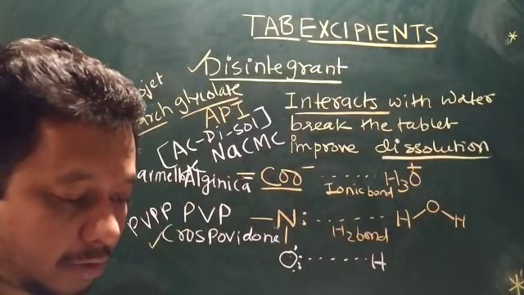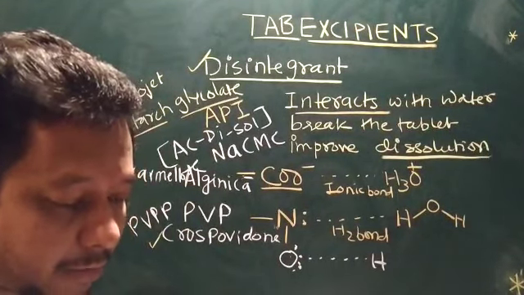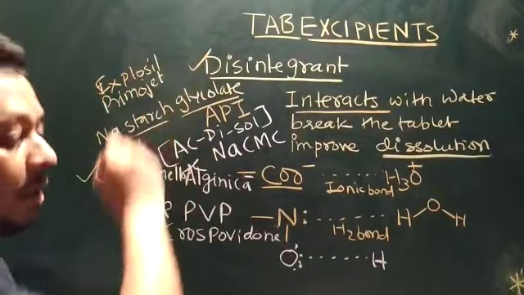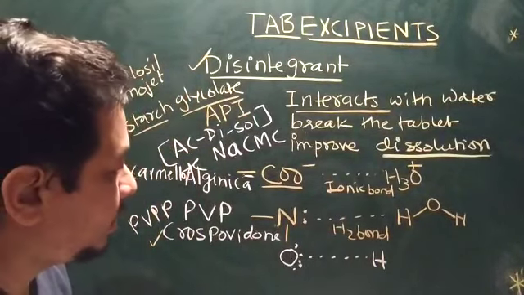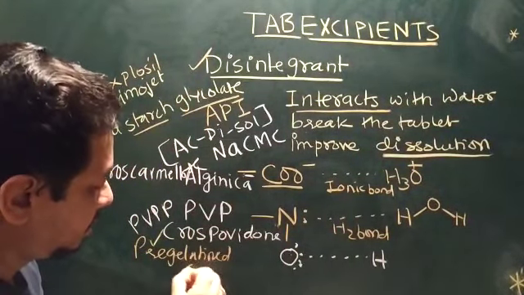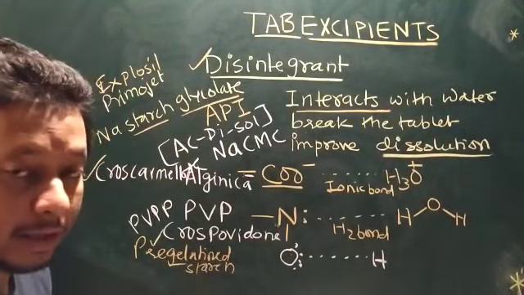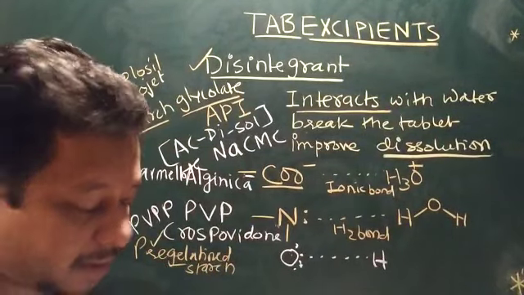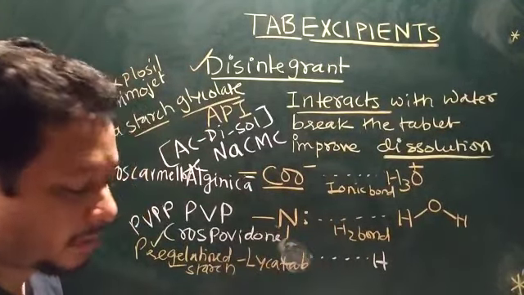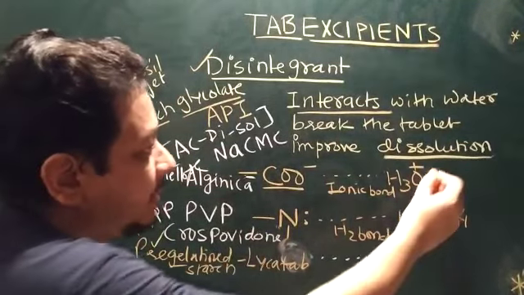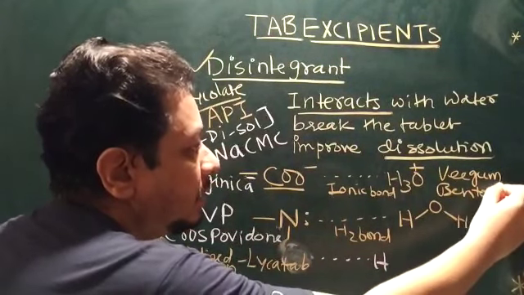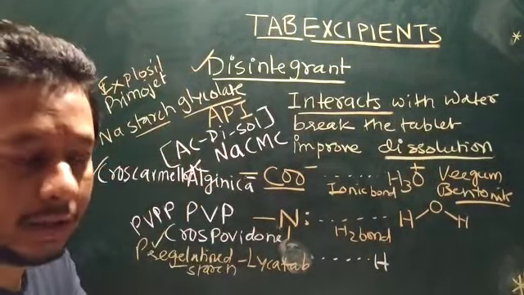Now apart from that, you have sodium starch glycolate, also known by the brand name Explotab. Apart from that, you have pre-gelatinized starch, which can improve dissolution, whose brand name is Lycatab. Then you have clays like Veegum and bentonite. Bentonite is used in suspension, which I will tell in a later video.